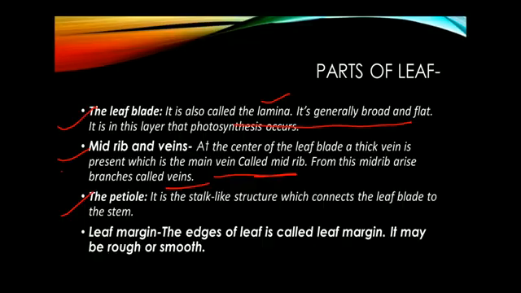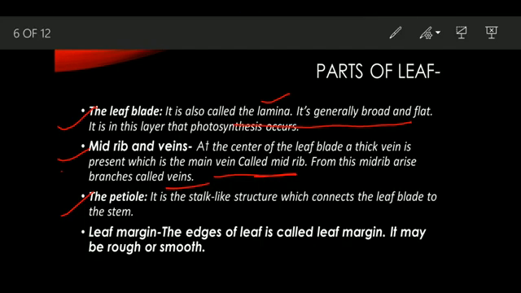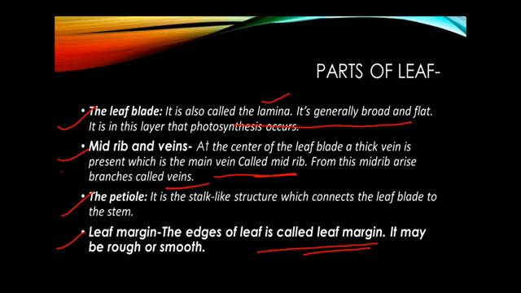The next part of leaf is leaf margin. The edges of the leaf are called the leaf margin. It may be rough or it may be smooth. If you remember the last lecture, I already taught you the varieties between the leaves because of their margins. You have seen pictures also of leaves having different margins. So what are leaf margins?